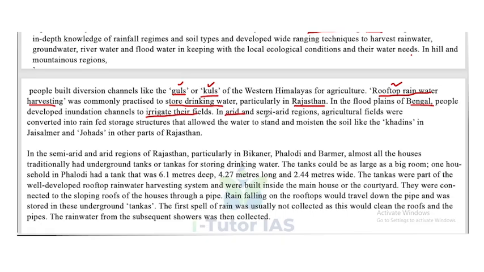In arid and semi-arid regions, agriculture fields were converted into rain-fed storage structures that allowed the waters to stand and moisten the soil, like the khadins in Jaisalmer and Johads in other parts of Rajasthan.